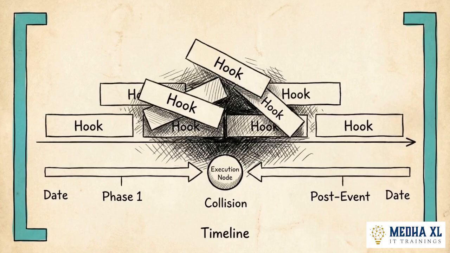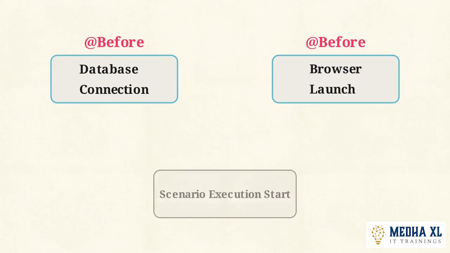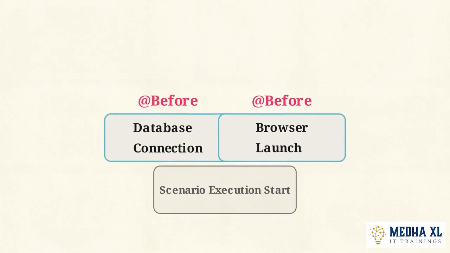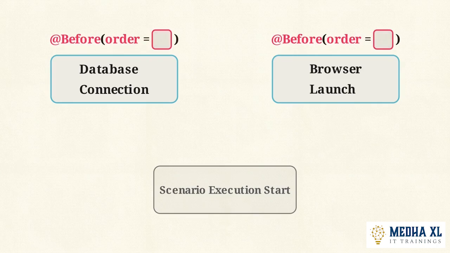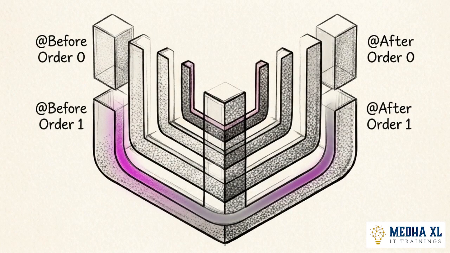As the framework scales, we encounter a final architectural challenge: managing multiple hooks that are configured to trigger at the exact same phase of execution. If a scenario requires both a database connection and a browser launch, the engine needs to know which @Before hook to run first. We control this using the order parameter. Chronologically, multiple @Before hooks execute in ascending numerical order. The engine processes order 0, then steps down to order 1.